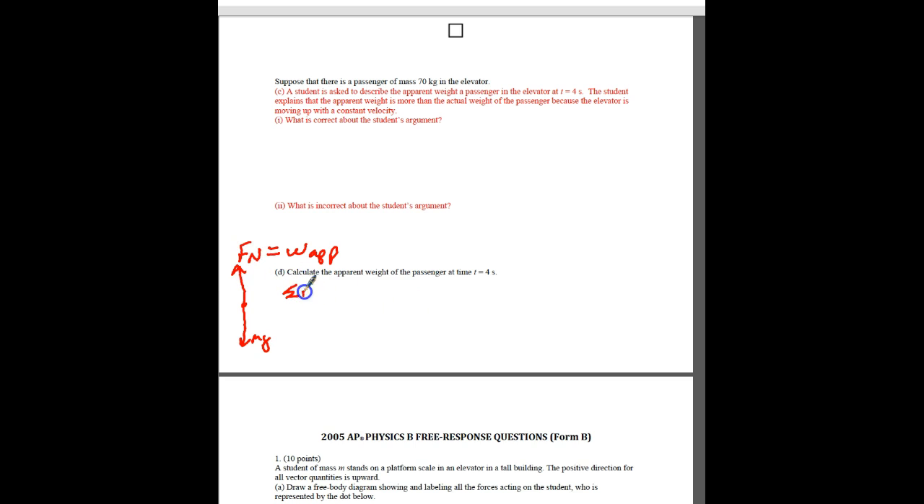So here we can say the sum of the forces should be equal to 0. We're just going to look at the y direction. That means that the normal force minus mg is equal to 0. And so therefore, the normal force is equal to mg, and that is also the apparent weight. Let's go ahead and do this then. We're going to say Fn equals mg. So that'd be 70, which is the mass of the passenger, times 10, and we end up with 700 newtons. And that is the end of this problem.